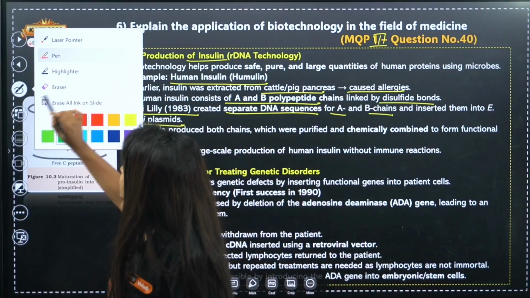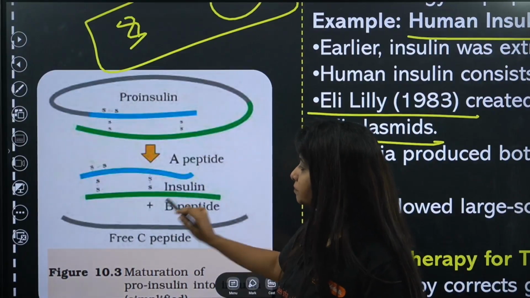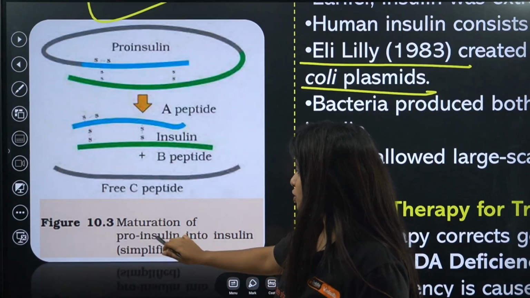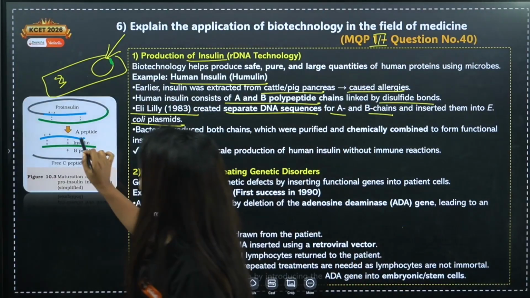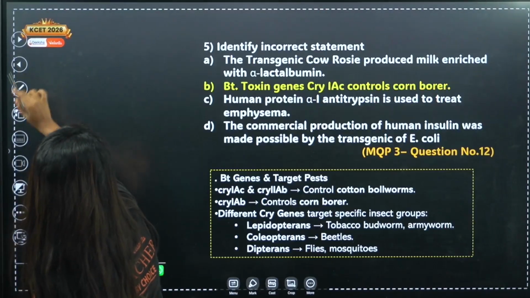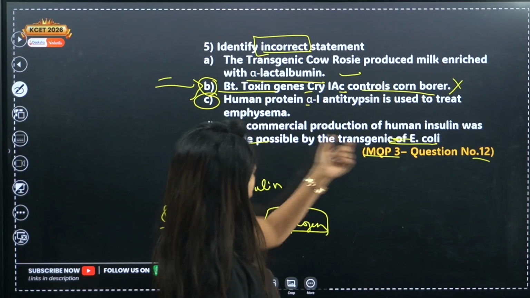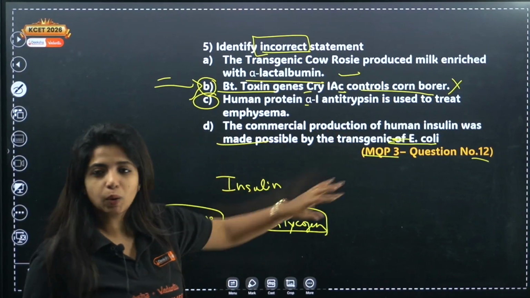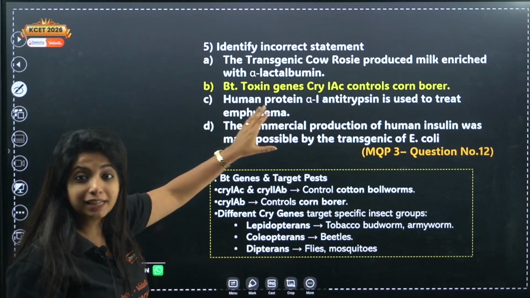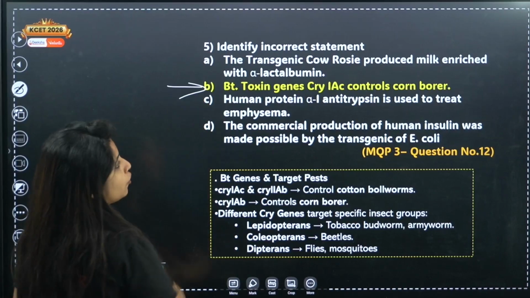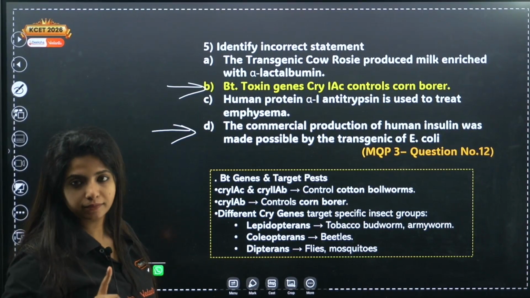So please remember, the pro version of insulin is known as pro-insulin, and then you have the mature form which looks like this. So maturation of pro-insulin into what? Insulin. Cool. Now we'll come back to the question that we were discussing. The commercial production of human insulin was made possible by transgenic E. coli. That is also true. So the only one which is not true is what? B. And while explaining this particular question, you got 5 marks for BT cotton, and also 5 marks for the human insulin explanation. I hope you're getting it.